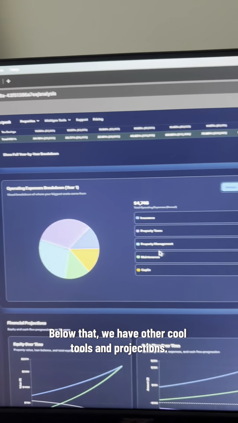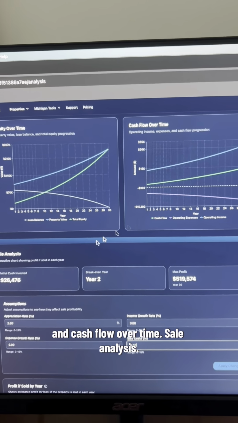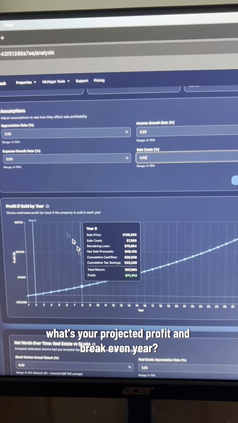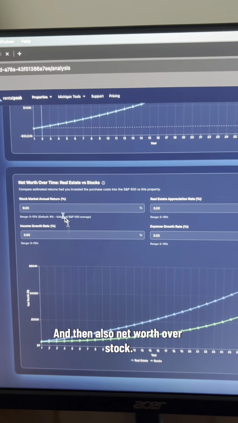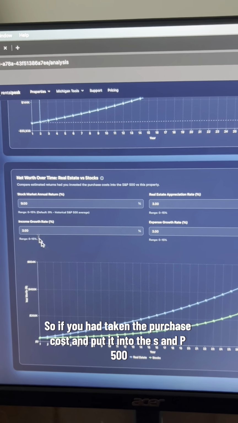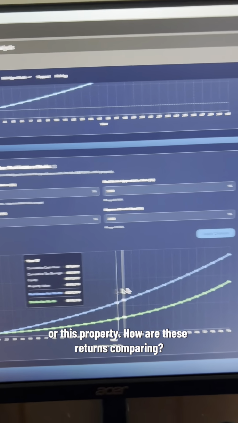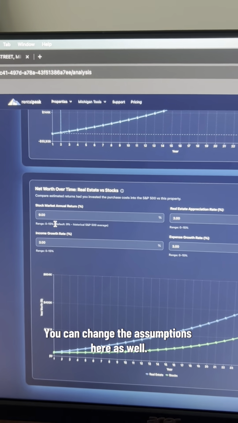Below that, we have other cool tools and projections. So your expenses, equity and cash flow over time, sale analysis. So based on the year to sell your property, what's your projected profit and break even year? And then also net worth over stock. So if you had taken the purchase cost and put it into the S&P 500 or this property, how are these returns comparing? And you can change the assumptions here as well.